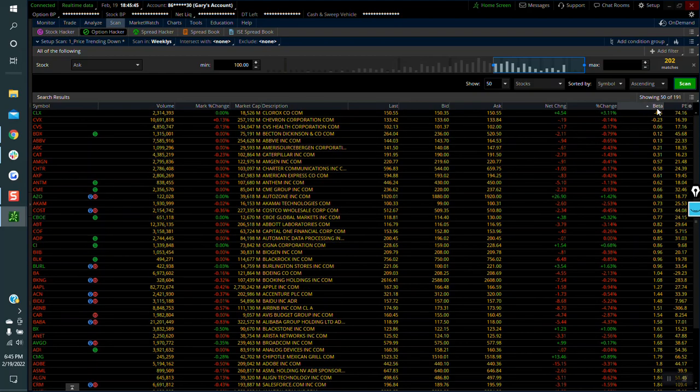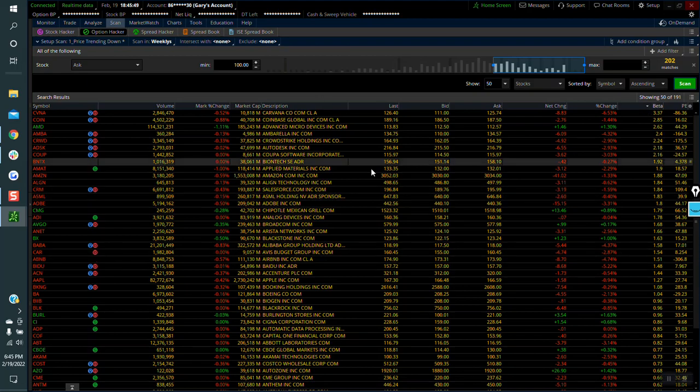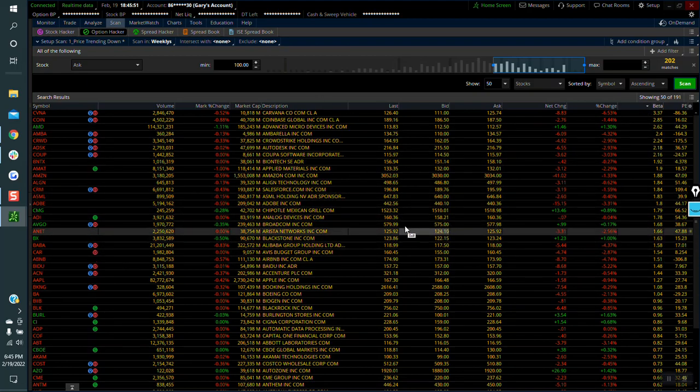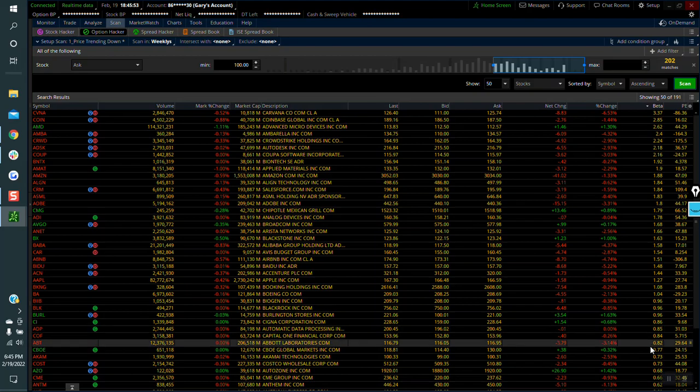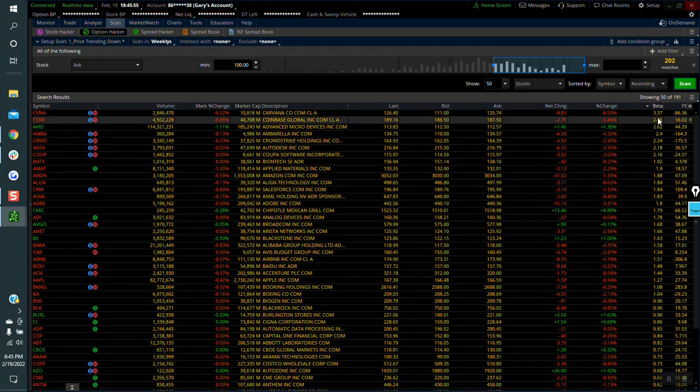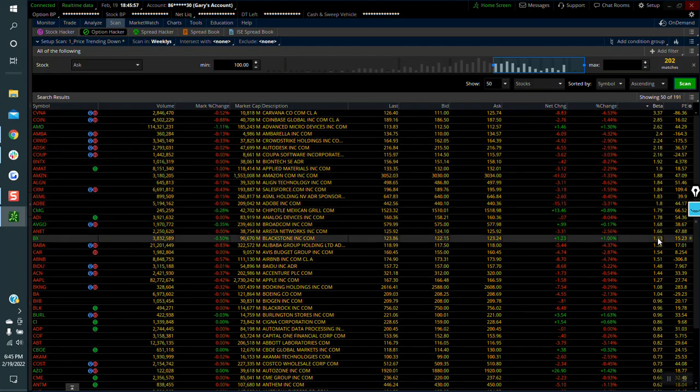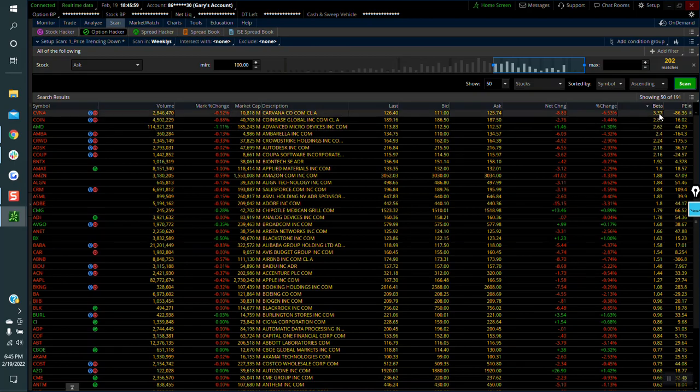So you can always sort on beta. If you just click on the name, that actually lets you sort your watch list. So right now, on the weeklies, these are the highest beta names, as of Friday close, and these change constantly.